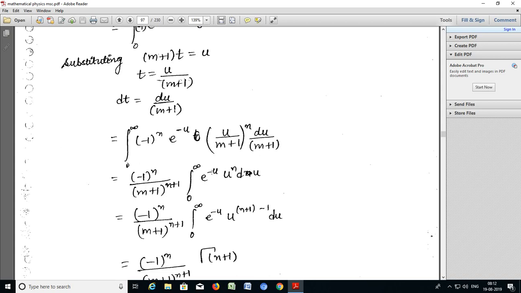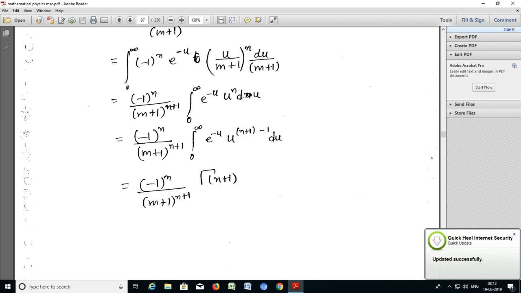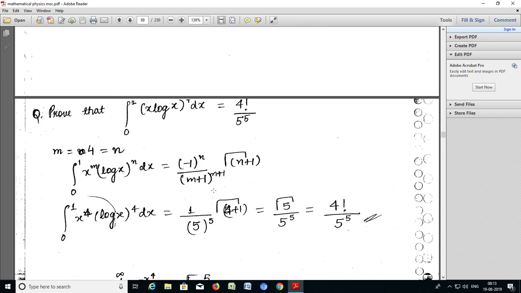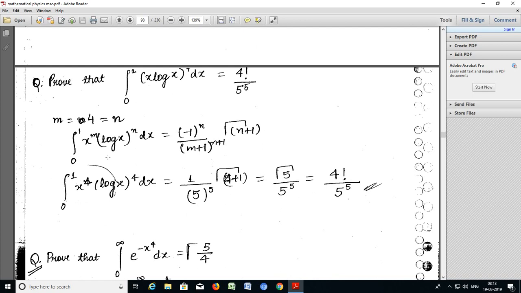Substituting m plus 1 into t equal to u. So what is t equal to? T is u over m plus 1, or dt is equal to du over m plus 1. Putting the values in that integral, we get this whole term. All constants we take out of the integration, like minus 1 power n and m plus 1 power n plus 1. Rest inside, the integral from 0 to infinity of e to the power minus u, u to the power n du, or u to the power n plus 1 minus 1 du.